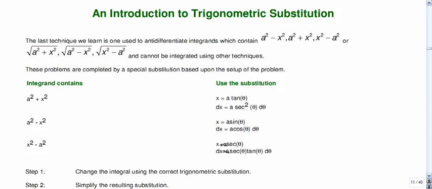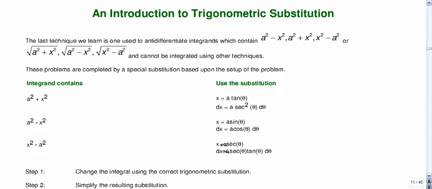Similarly, if we had a squared minus x squared, we would use x equals a sine theta, dx is a cosine theta d theta. So again, we'll take the derivative. We'll substitute those in, and then we'll actually have something we can integrate. Lastly, if our integral has x squared minus a squared, we'll use x equals a secant theta. And again, if we take the derivative, dx would be a secant theta tangent theta d theta.